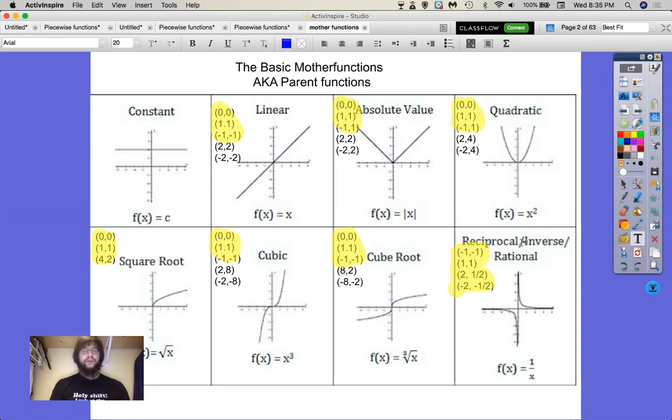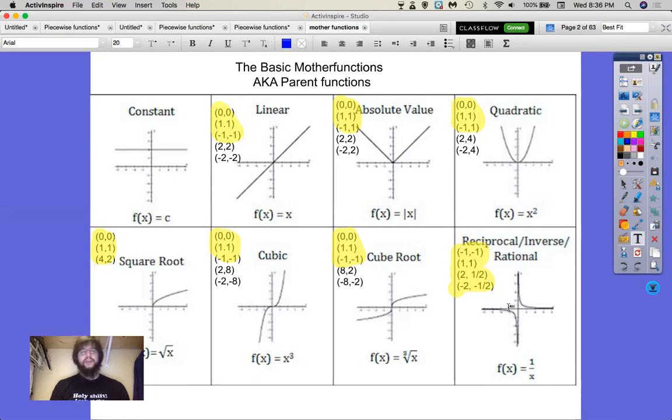Then we got the reciprocal or the inverse or the rational mother function over here. This guy, he's going to get his own separate section. Don't worry about him right now. He's got a lot to worry about.